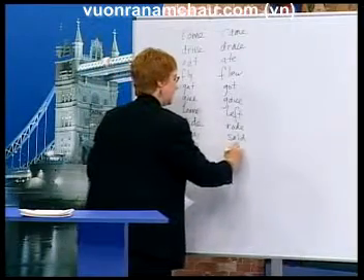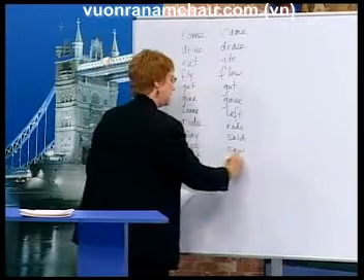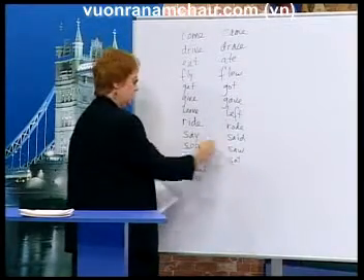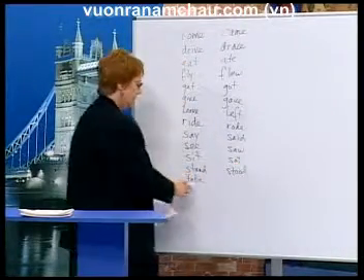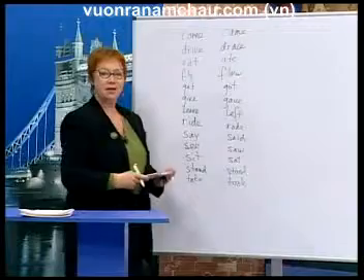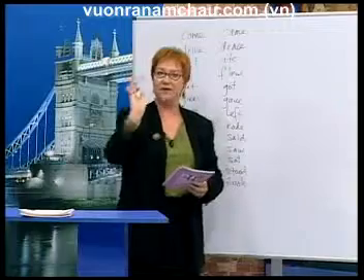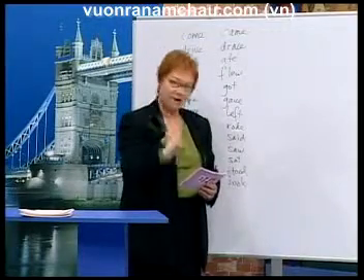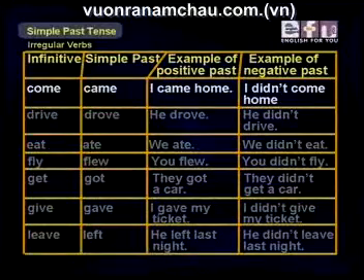See, saw. Sit, sat. Stand, stood. Take, took. Okay, now look at your screen and we will look at these with examples of the present, the past, the positive past, and the negative past. Okay, here we go. Come, came, I came home. I didn't come home.